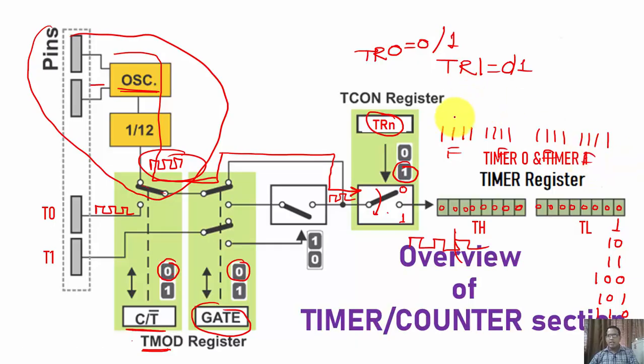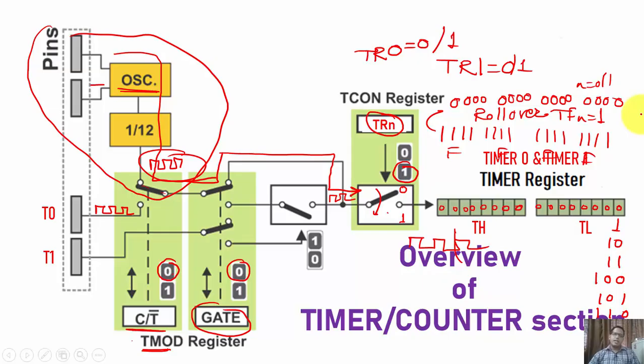That is FFFFH. And when the next clock pulse is given, the value changes to 0000 0000 0000 0000. And this is called the concept of rollover. And whenever the value changes from all ones to 0, the TFn flag, where n is equal to 0 or 1, is set. So in this way, the TMOD and TCON registers are basically used to control the mode of operation for the timer as well as to start or stop the timer.